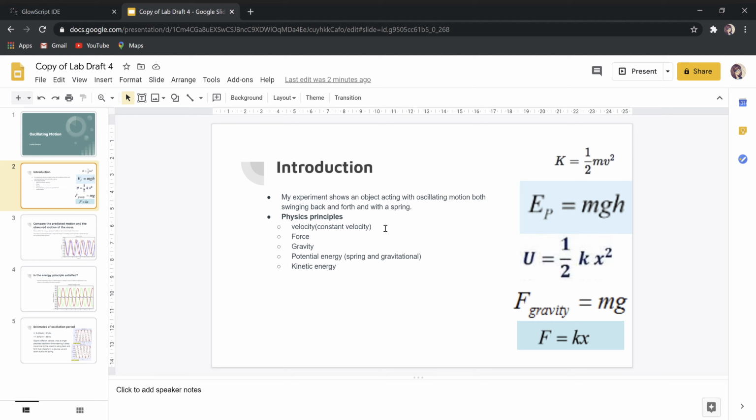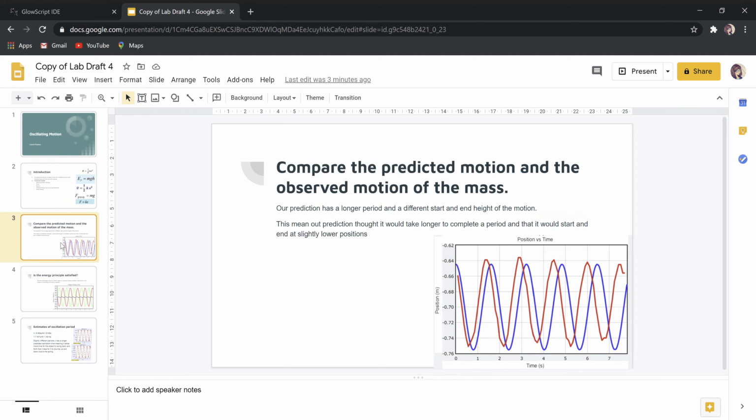This experiment involved the physics principles of velocity, force, gravity, potential energy, both spring and gravitational energy, and kinetic energy. And here are the equations we used: the kinetic energy, the potential energy of gravity, potential energy of a spring, the force of gravity, and the force of a spring.